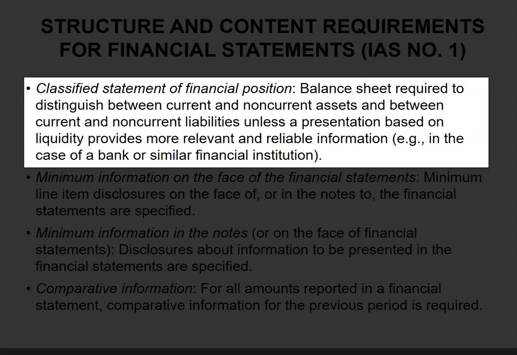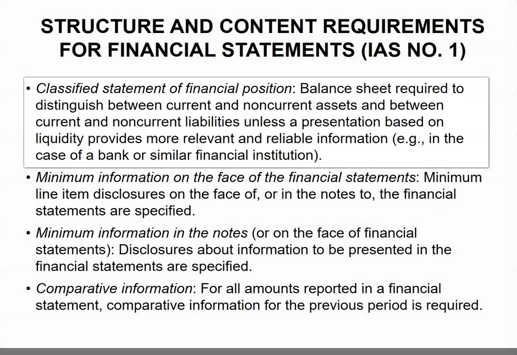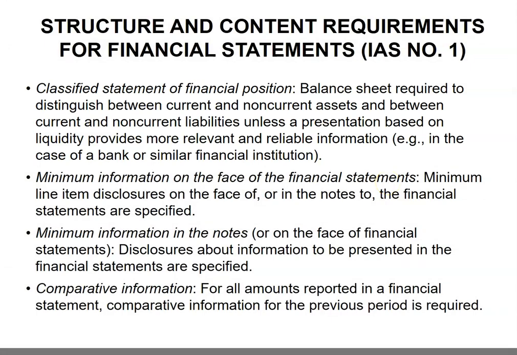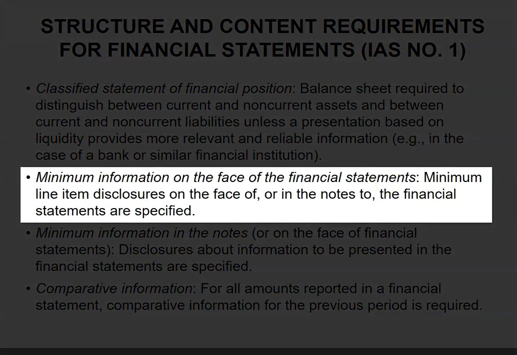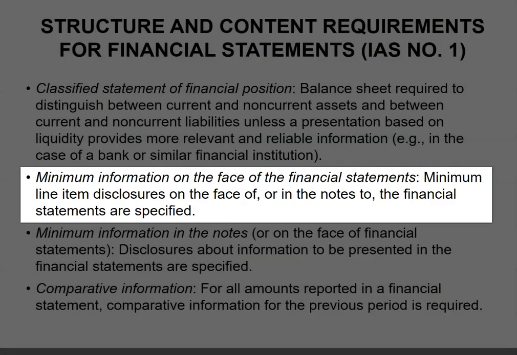However, if a presentation based on liquidity provides more relevant and reliable information, such as in the case of a bank or any other financial institution, it is allowed. International Accounting Standard 1 also specifies the minimum line items to be disclosed on the face of or in the notes to the financial statements. For example, reporting entities are required to disclose the amount of their plant, property and equipment as a line item on the face of the balance sheet. The same requirement is for inventories, trade and other receivables, cash and cash equivalents.